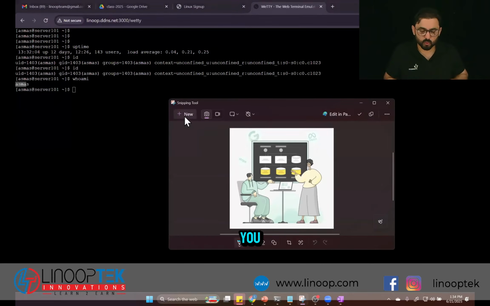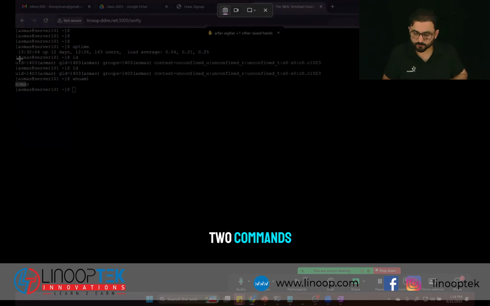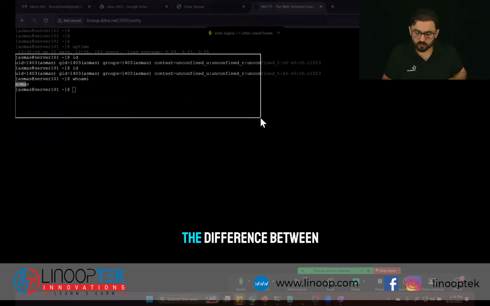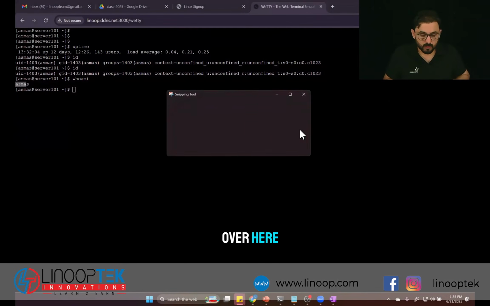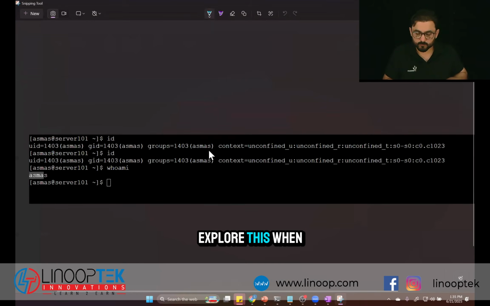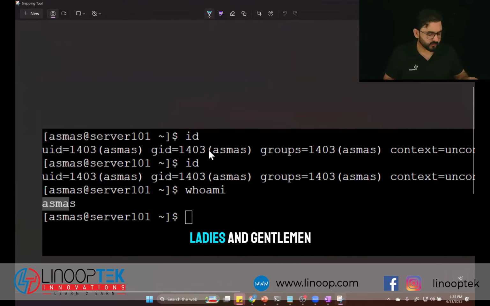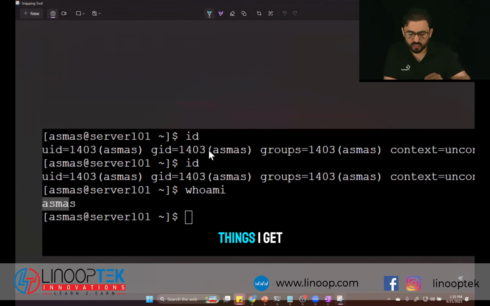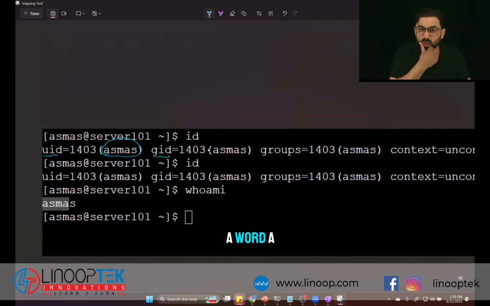I want to explain to you what is the difference between these two commands. Check it out over here. Let's take a look at this, explore this. When I run the id command, ladies and gentlemen, I get two things. I get user ID. I get group ID. This is my username. Username is usually a word, a name, Asma S.